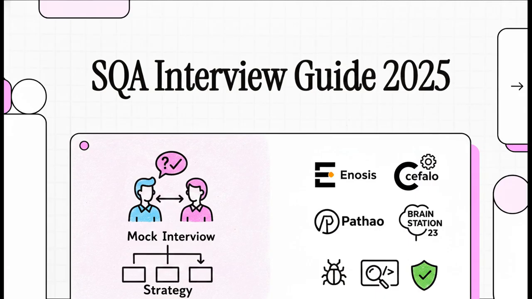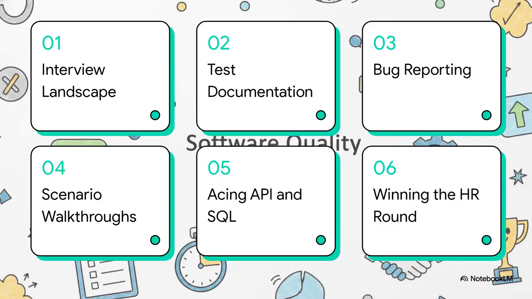We are going to completely break down the exact step-by-step strategies you need to land top software quality assurance roles at the premier tech companies in Bangladesh. We're talking Enosis, Cephalo, Pavao, BrainStation 23, the big ones. So if you're ready to stop guessing and start absolutely owning the interview room, you are in exactly the right place. Here is our game plan.